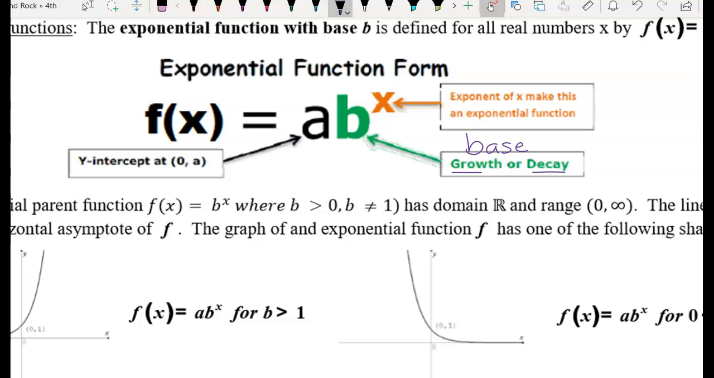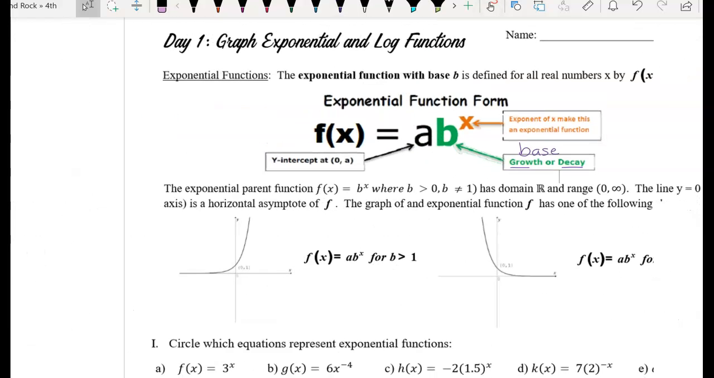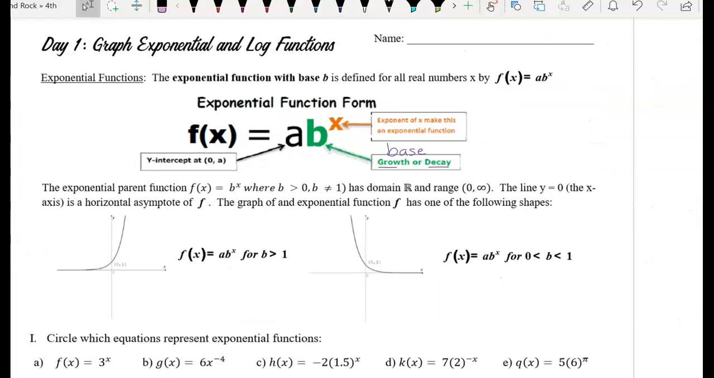Which one of these graphs right below here is a growth function? The first one, the one to the left. Why is that a growth function? Because as we read this graph, which remember we always read left to right, it is increasing. Therefore, we're going up, we're having growth. Versus if we have a decay function going from the left to the right, we're decreasing, we're going down, we're decaying.